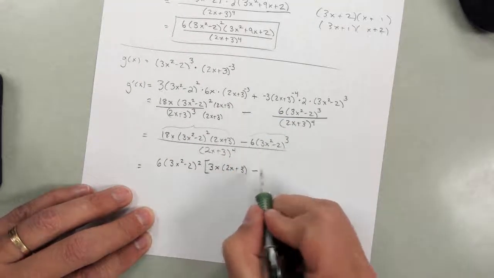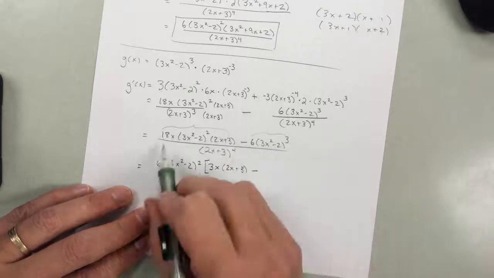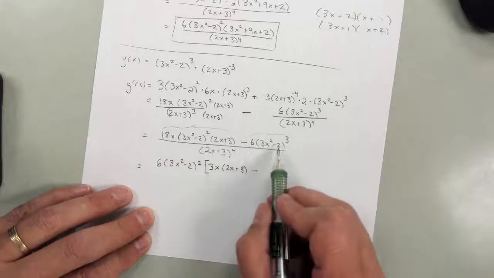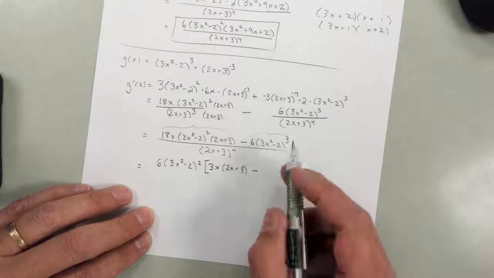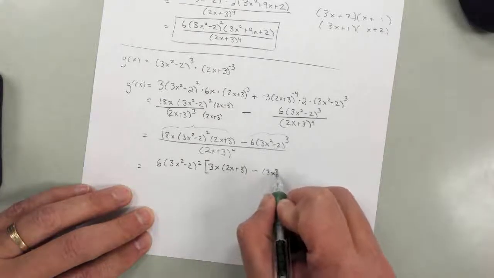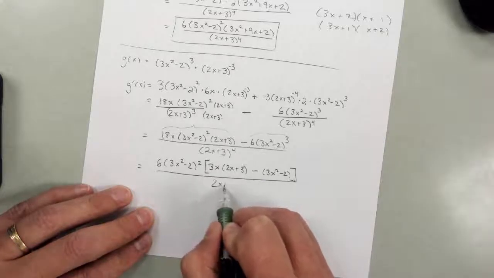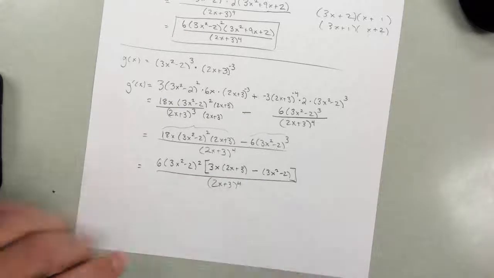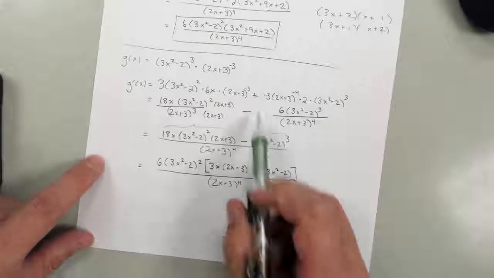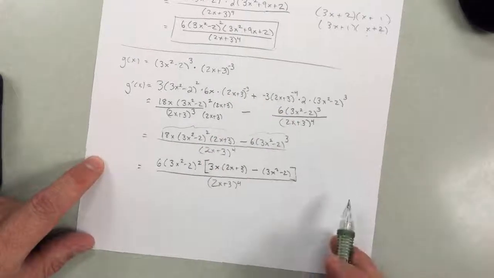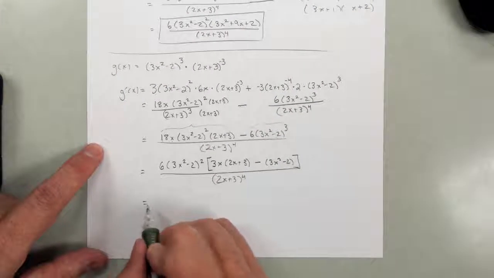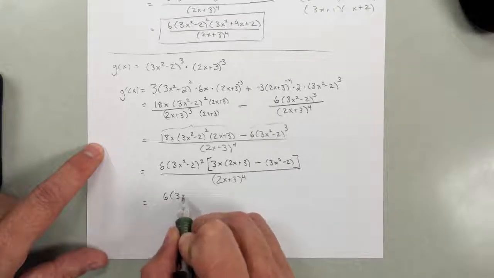And then the minus sign, if we pull that out, the 6 is gone. Two of the 3x squared minus 2's are gone. So we're going to have one 3x squared minus 2 left. And pretty much when we combine this, I'm thinking we're going to get this. Let's find out. So this part's all good.